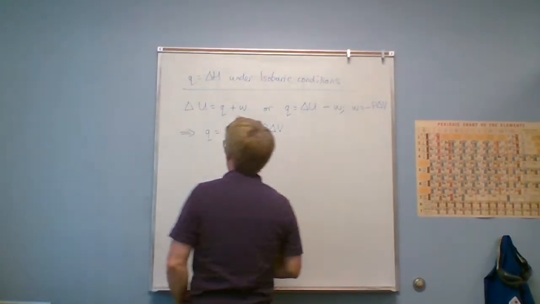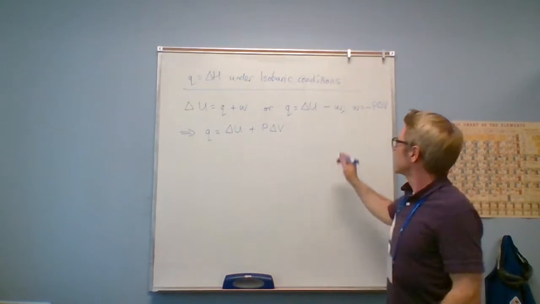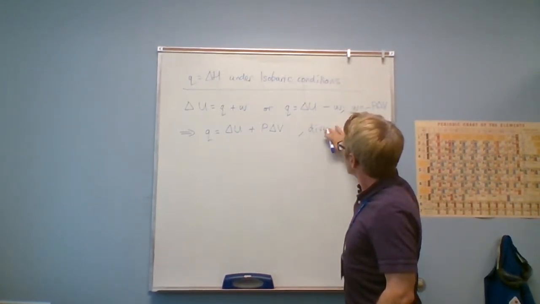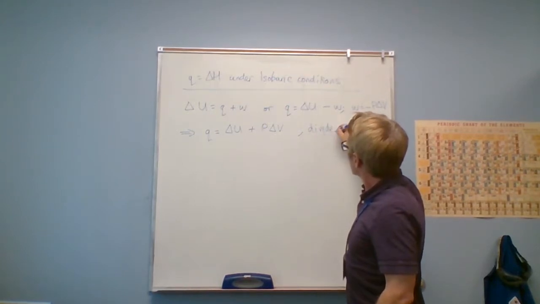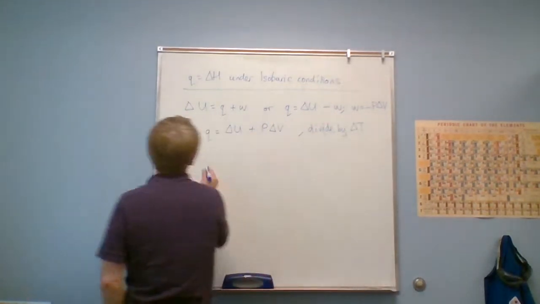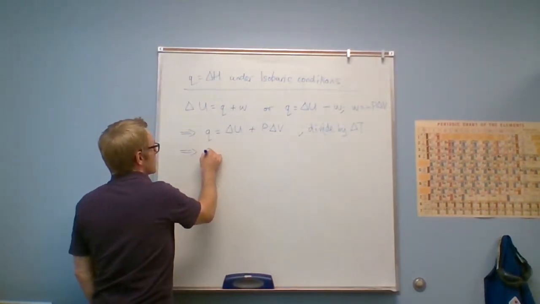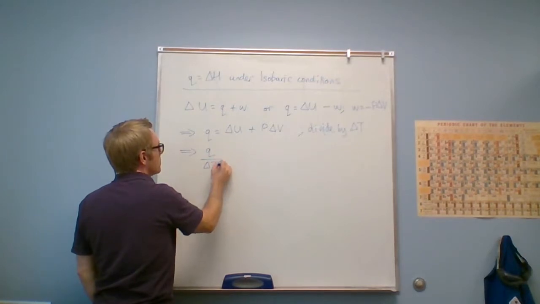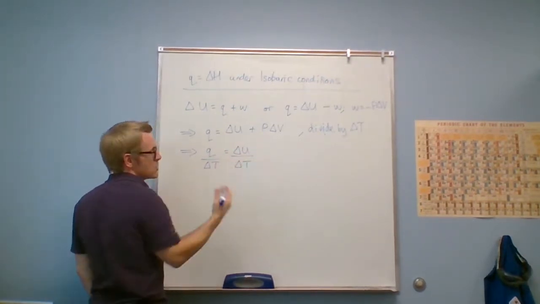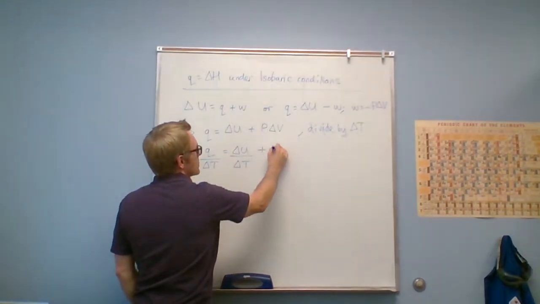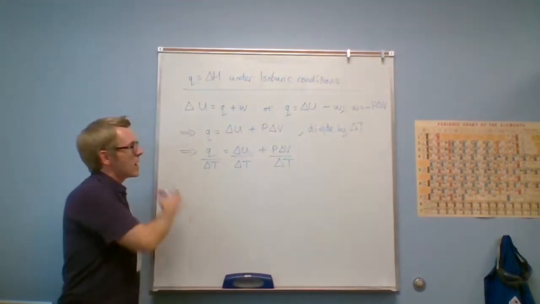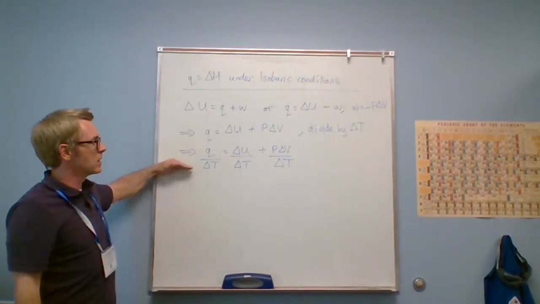Let's divide through by delta T. So we've got Q over delta T is change in internal energy over delta T, change in temperature, plus P delta V over delta T. So we just divide through this equation by delta T and we get this equation.